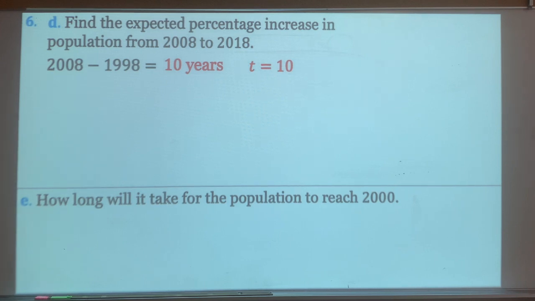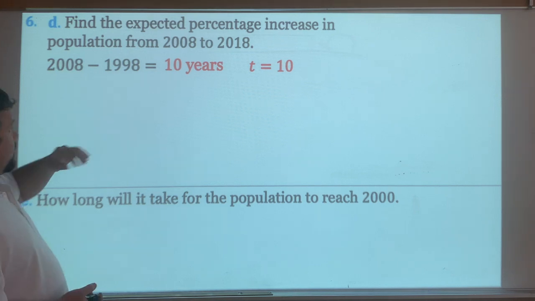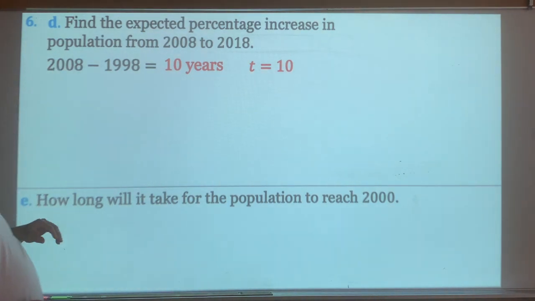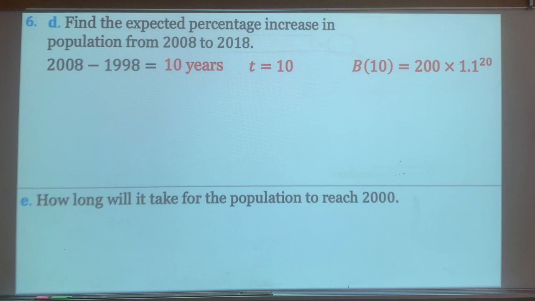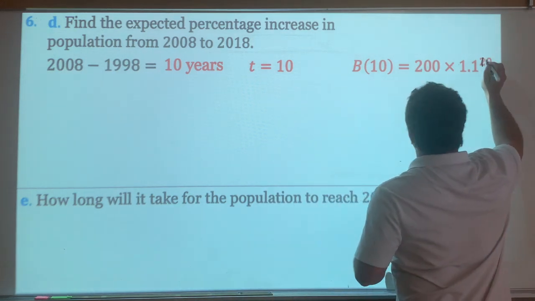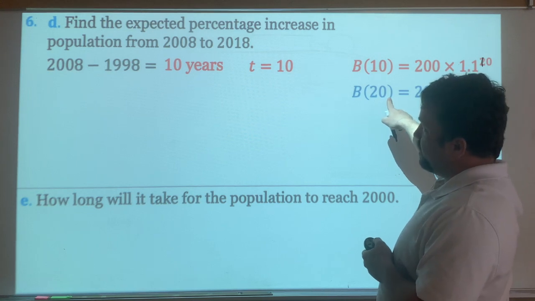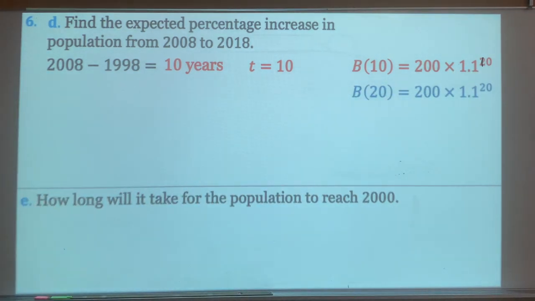Okay, now that tells us how many bears there will be from 1998 to 2008, and we already know that increase from 1998 to 2018. So now we just have to find the first one. B of T equals 200 times 1.1 to the, oh, so I should say 10th. All right. B of 20, we already discussed before, right? 20 years, because that's from 2018 to 1998. That equals 200 times 1.1 to the 20th.